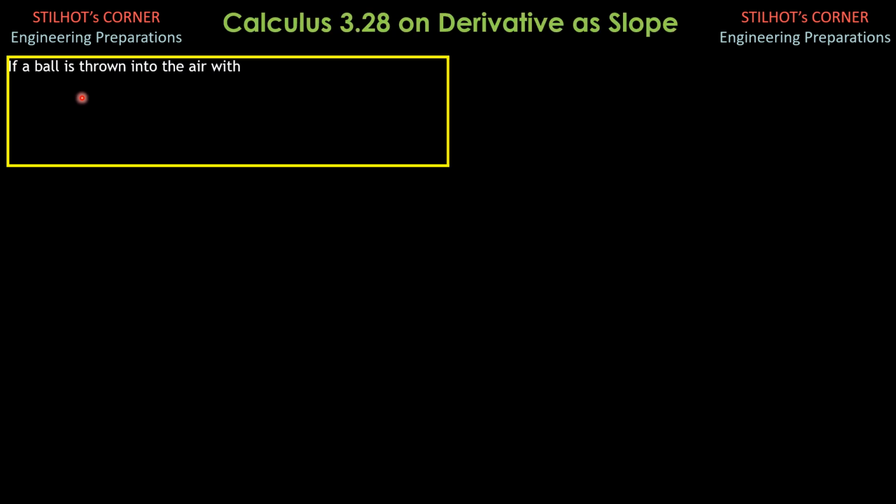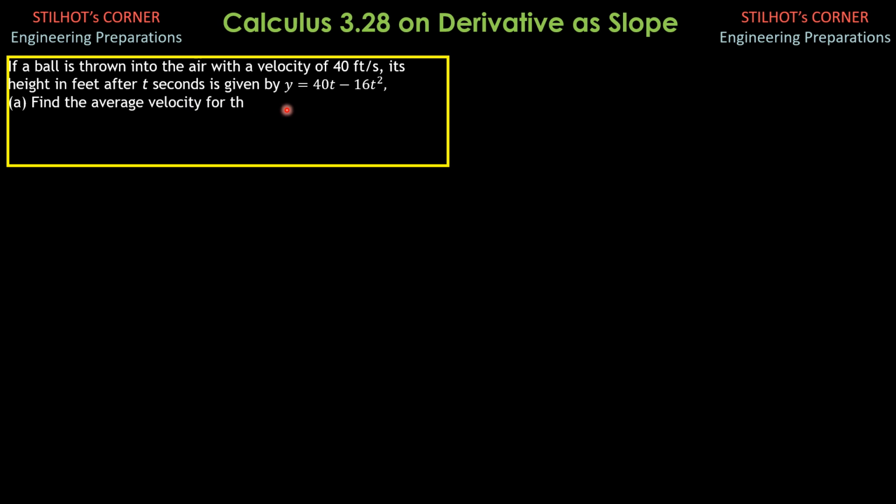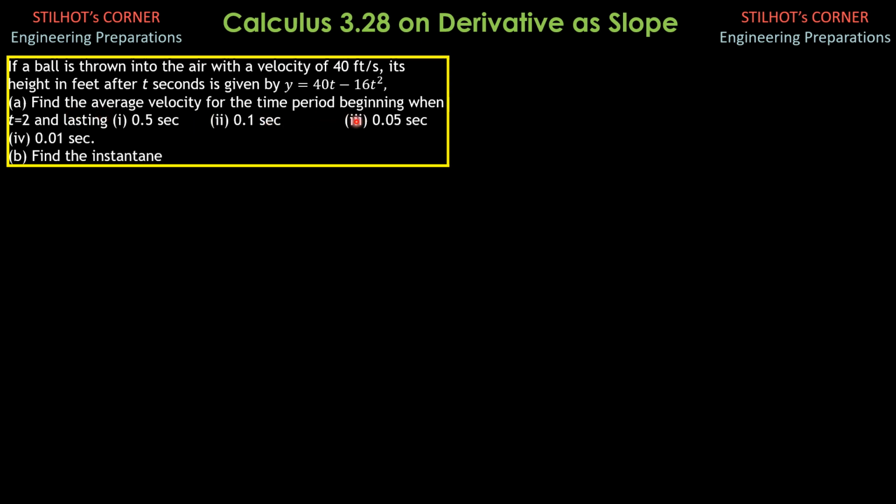If a ball is thrown into the air with a velocity of 40 feet per second, its height in feet after t seconds is given by y equals 40t minus 16t squared. So part A, find the average velocity for the time period beginning when t is 2 seconds and lasting (1) 0.5 seconds, (2) 0.1 second, (3) 0.05 second, and (4) 0.01 second. Then find the instantaneous velocity when t is 2 seconds.